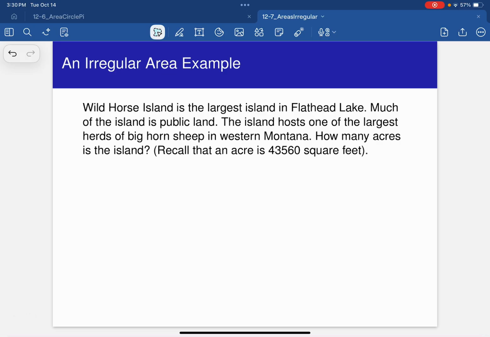One that's close to my heart is Wild Horse Island. It's the largest island in Flathead Lake. It's like a small mountain that grows out of the middle of this lake. It's gigantic. I've been out there hiking a few times and run into the big herds of bighorn sheep that are out there. It's used as a transplant population for all of western Montana. It's a nice place to grow a sheep herd because there aren't very many predators. Anyway, the question I have is how many acres is the island? Remember that an acre is exactly 43,560 square feet.